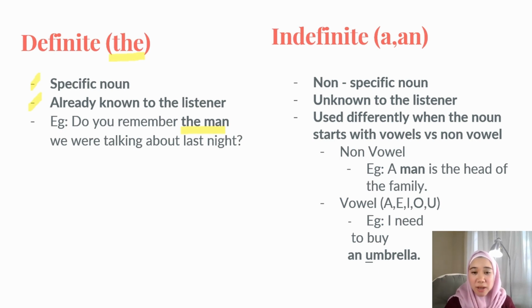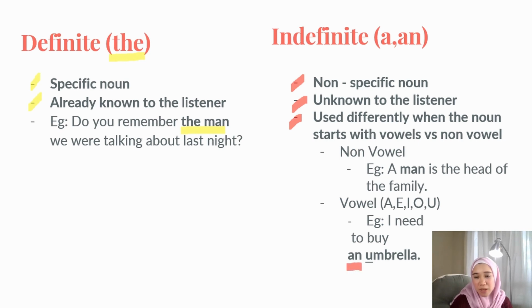For the indefinite article, it is actually the opposite. The first one, it should be a non-specific noun. And the second one, unknown to the listener, which means we've never talked about this person before. Also, it is used differently if the noun starts with a vowel compared to a non-vowel. If you still remember, in school we learned that vowels are the letters A, E, I, O, U. Whenever the word starts with a vowel, you have to use the article an.